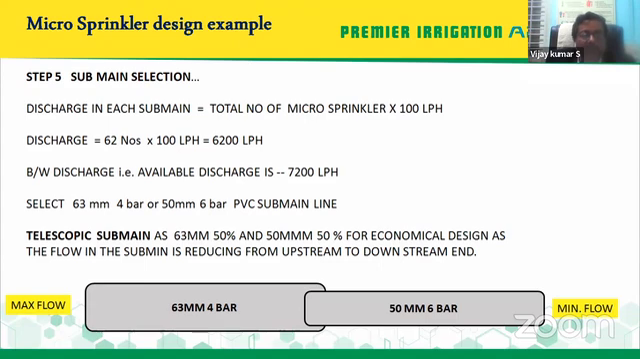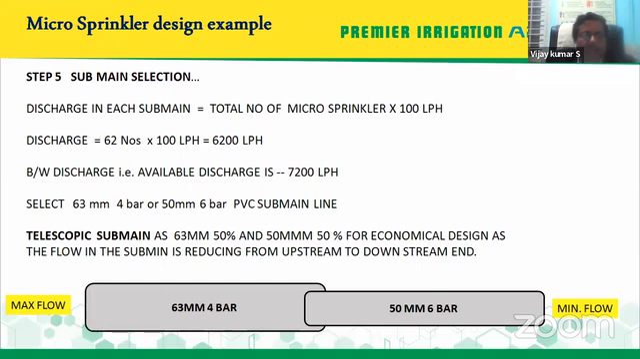So what is the discharge in each submain? We just need to know, because we have made 4 blocks, what is the total number of micro sprinklers? We know that each block is going to have 62, because 250 divided by 4. So you are going to get roughly 62 numbers multiplied by the discharge of each. So it will become 6,200 liters per hour. But we know that the borewell available water, when you switch on the borewell, the entire 7,200 liters is going to get in. So here you have a choice, because this 7,200 liters per hour is the borderline. You can either use a 50 millimeter or you can go for a 63 millimeter.